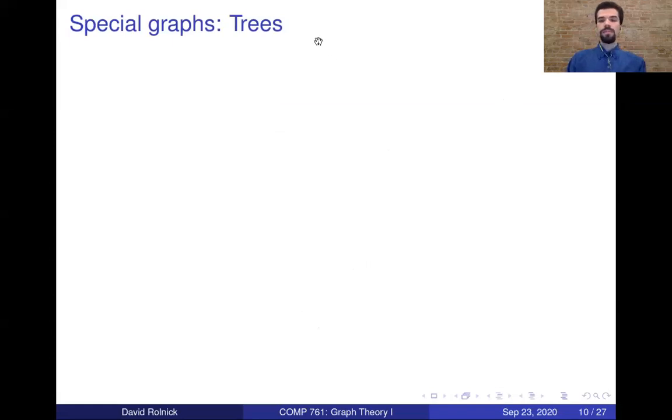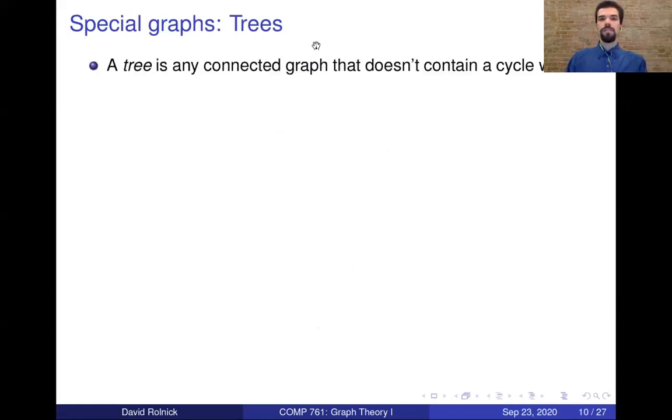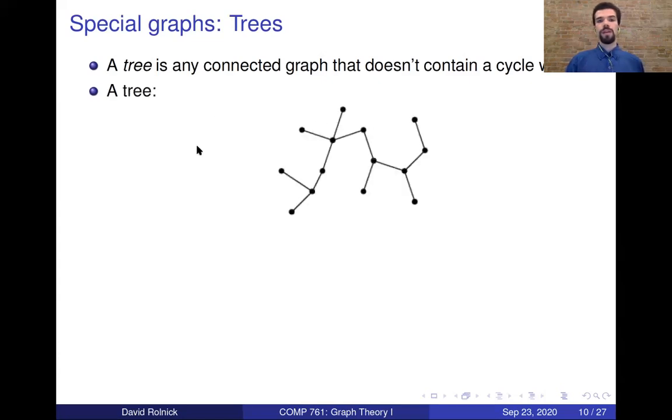Another special graph, trees. So a tree is any connected graph that does not contain a cycle within it. Remember, a cycle is something that loops back on itself. This is a tree. You can see there are no cycles.